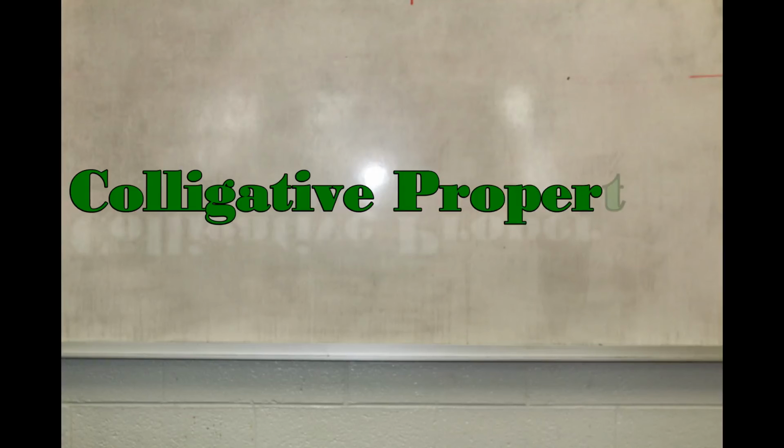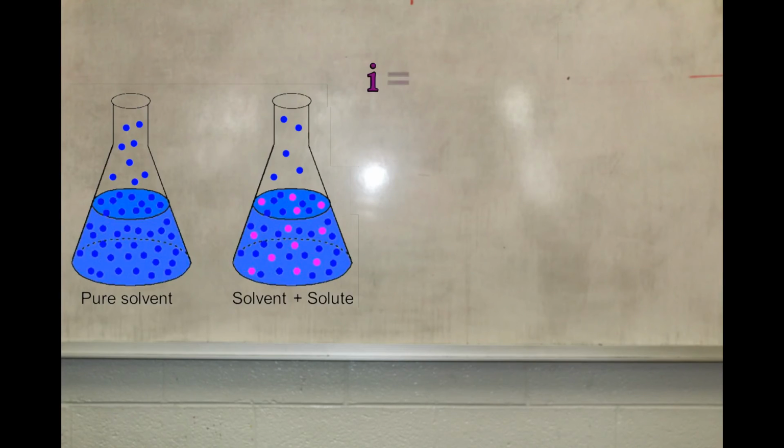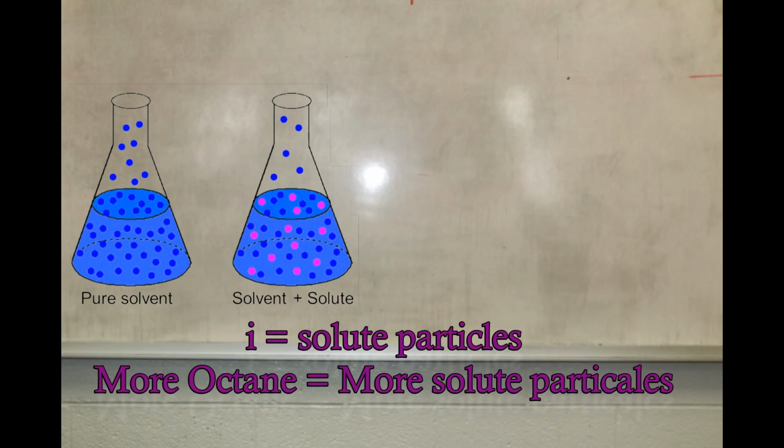What are colligative properties exactly? Well, they are properties that depend only on the number of ions, or solute particles present in the solution, not the identity of the solute particles. This is exactly how octane ratings work. Higher octane ratings have more solute particles in them.